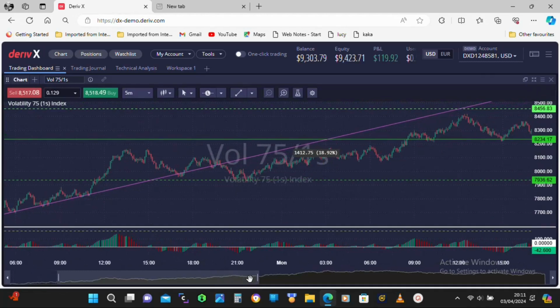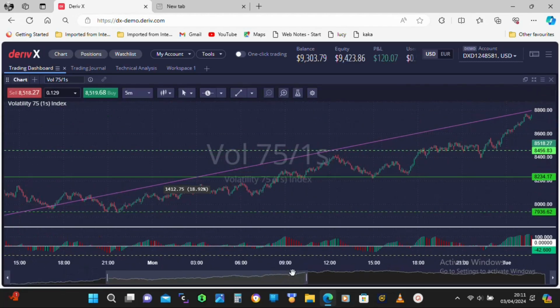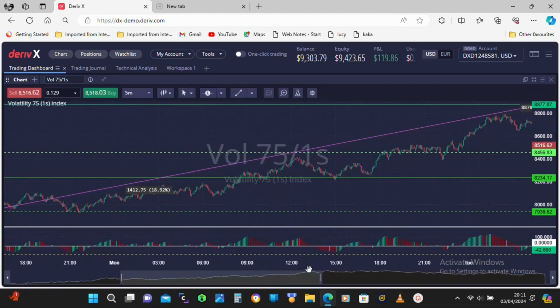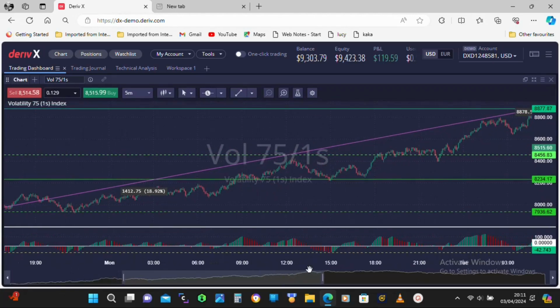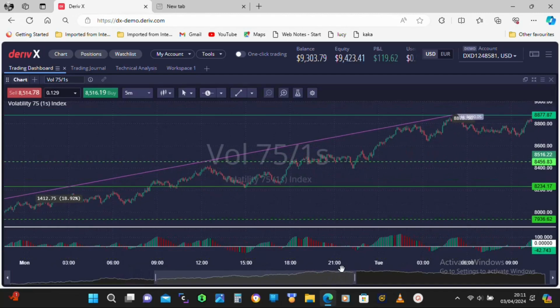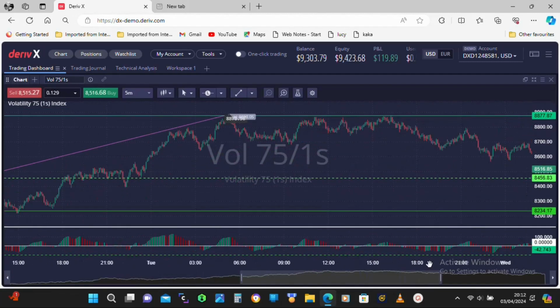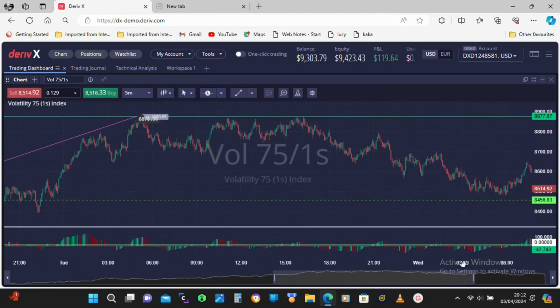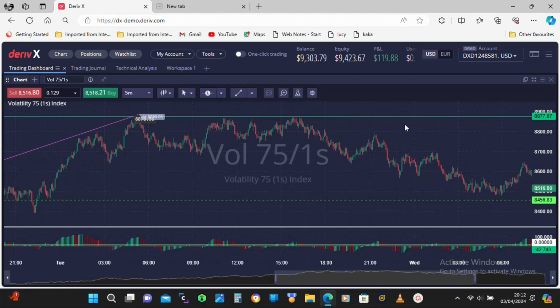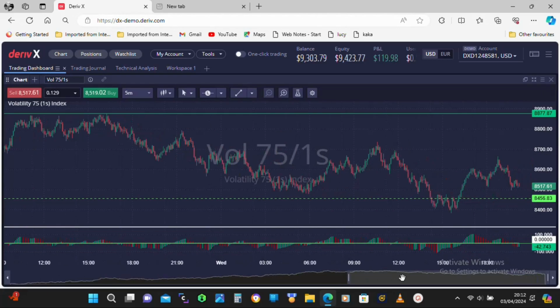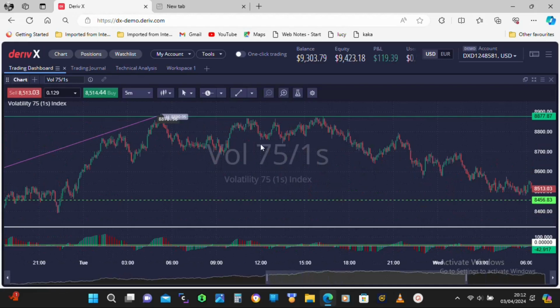Another thing which is very nice on this platform of Deriv, it is able to show you the highest point which has been attained by the graph or the trend. So this is a nice update. And then if you check now, the graph is just showing a sideways movement. There's no big downstroke.